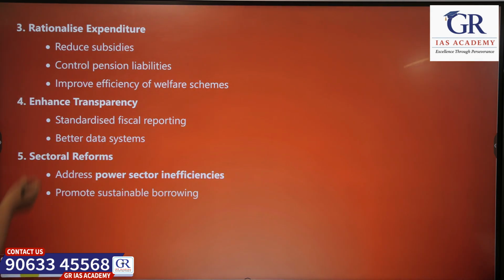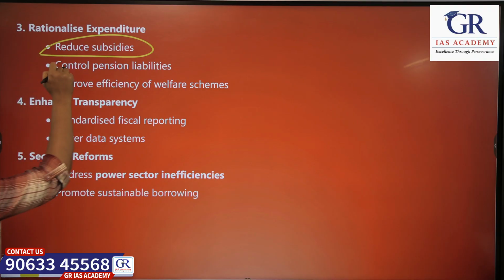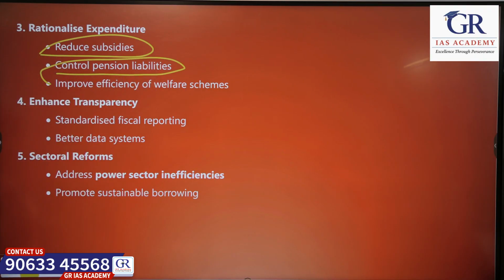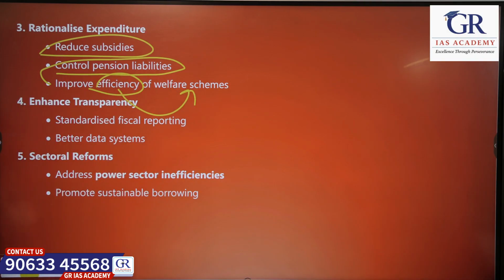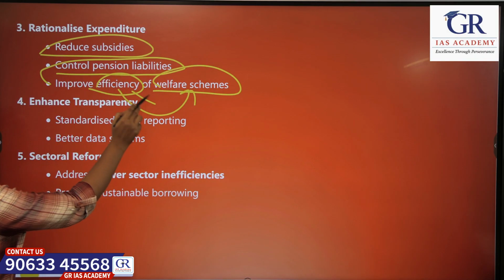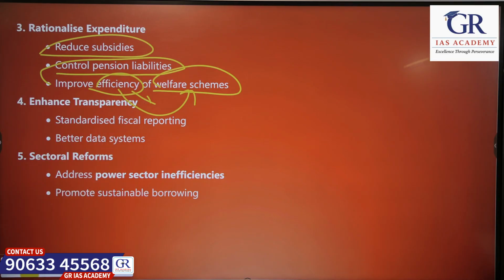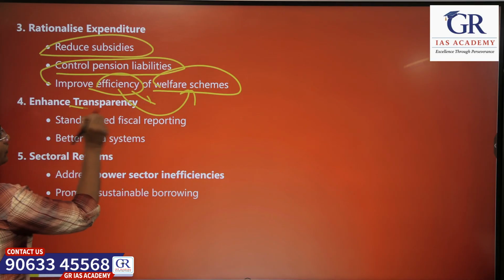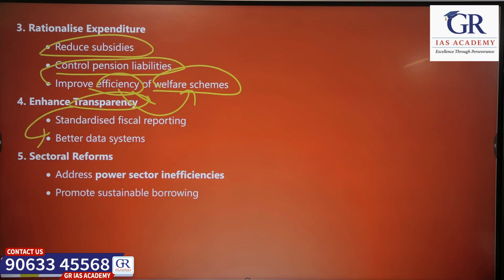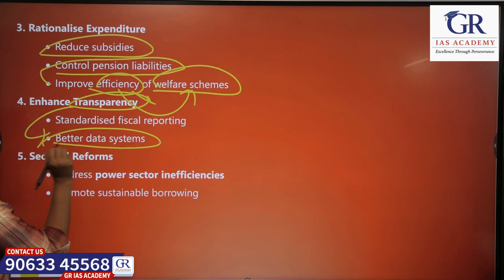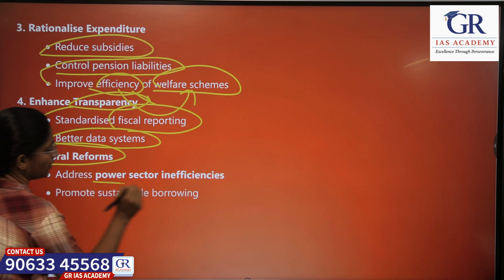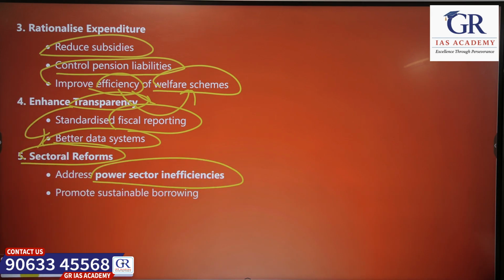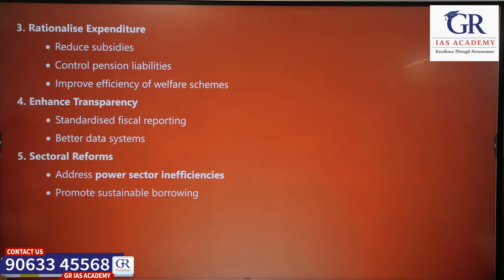Regarding expenditure, reduce the subsidies, control the pension liabilities and improve the efficiency of welfare schemes. Whatever welfare schemes are undertaken, we need to increase the efficiency of those schemes, and also increase transparency by using better data systems and by following certain standard regulations. Regarding different sectors, we need to address the power sector inefficiencies and promote sustainable borrowing.